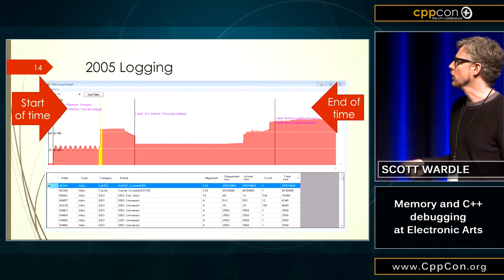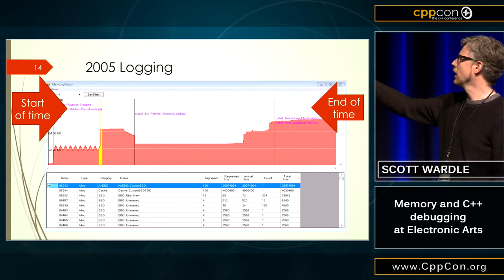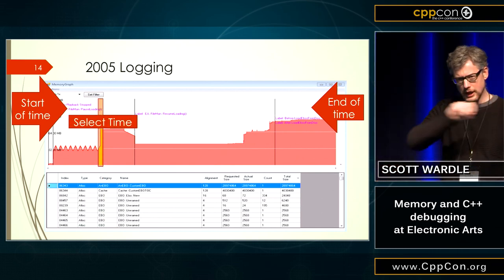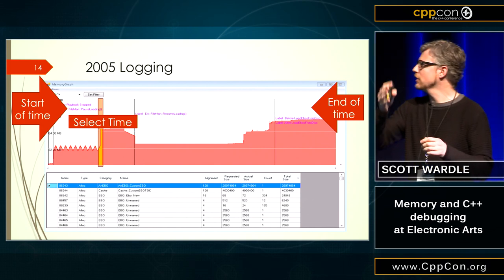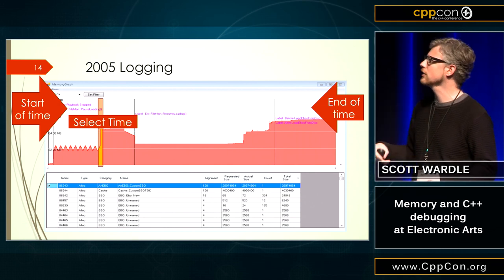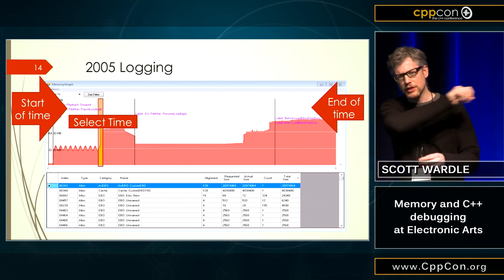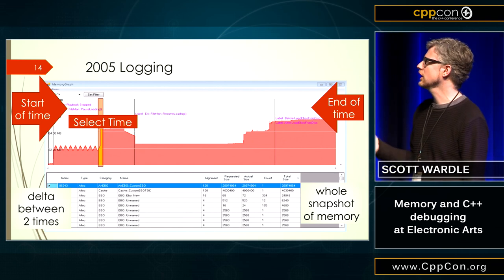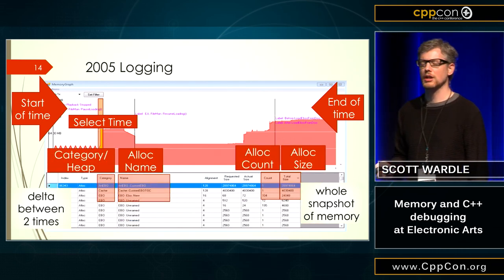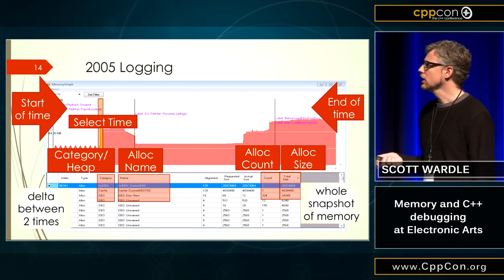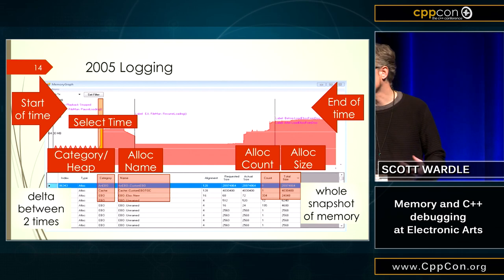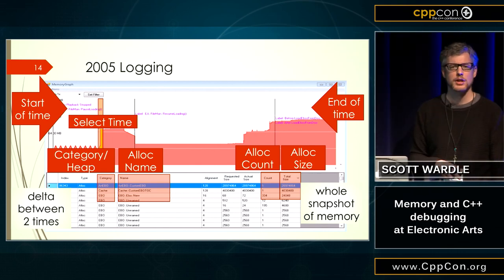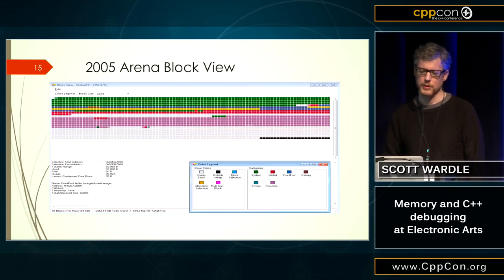This is our game going through boot flow as we go through a bunch of changes, and we load various files. You can sort of see what's going on. Here, you could pick any particular point in time, and you could see a snapshot of what was going on and see it down in the spreadsheet below. But the other thing you could do is select regions, and you could see the delta changes that happened there, besides just seeing a whole snapshot. And you would have information like you would expect to be able to debug the system: the heap it was from, the category it was in, allocation names, the count of items, and allocation sizes. You could also get a call stack as well, but that isn't in this diagram.